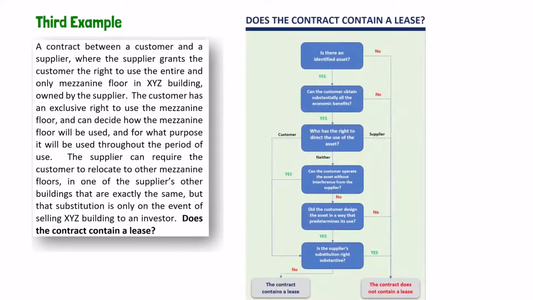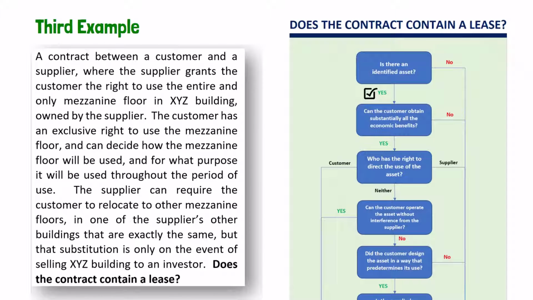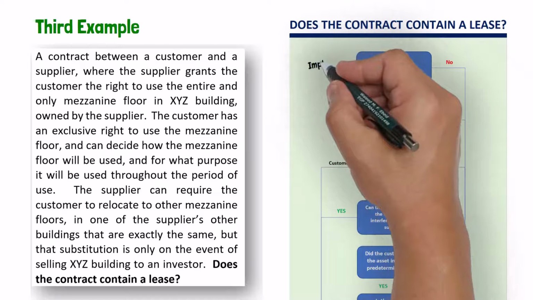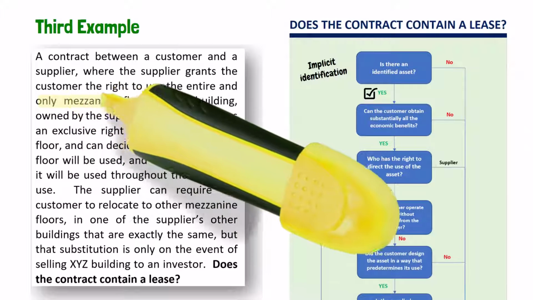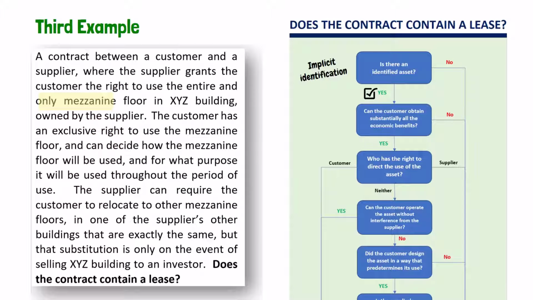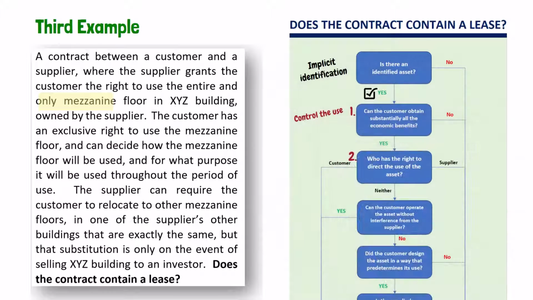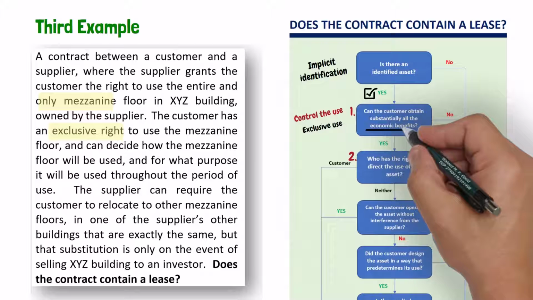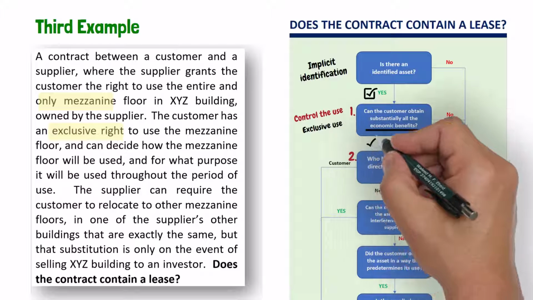There is a lease in this contract. First, there is an identified asset in the contract. The mezzanine floor is implicitly identified in the contract. It is just one mezzanine floor in the XYZ building that will be used by the customer. Second, the customer has the right to control the use of the mezzanine floor throughout the period of use. The contract mentioned that the customer has an exclusive right to use the floor, and therefore, the customer is entitled to substantially all the economic benefits derived from using the mezzanine floor. That satisfies the first condition.